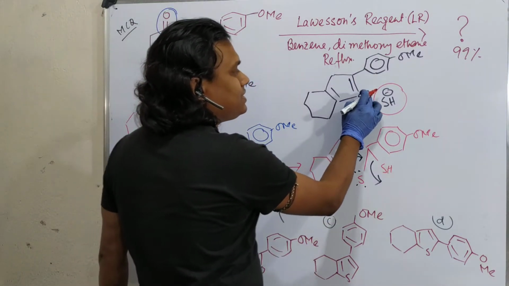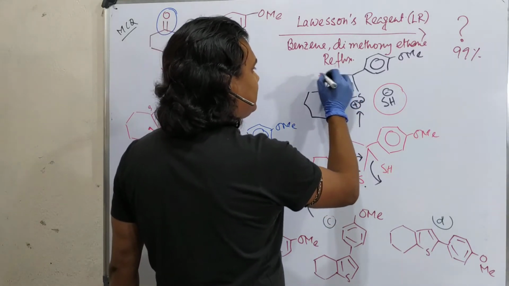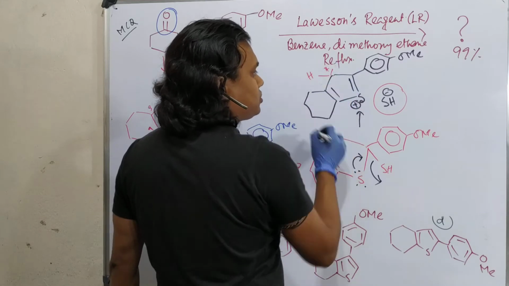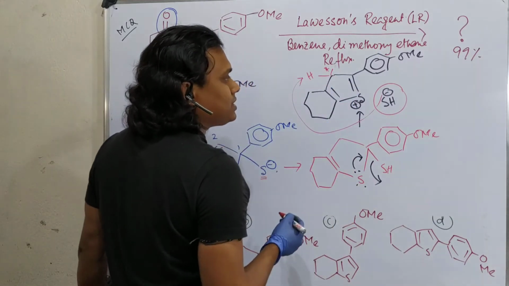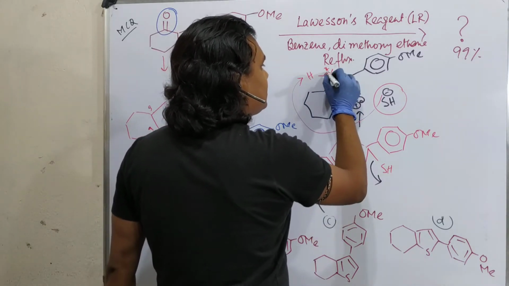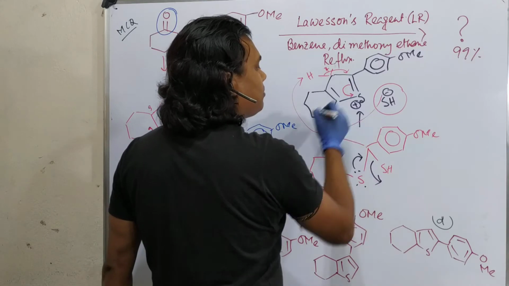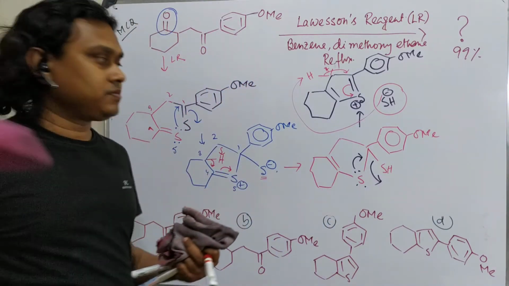See, the sulfur is in plus, meaning 3 valency, and there are hydrogens. So this SH, what can it do? It can abstract this hydrogen. So what is the fate of this? The hydrogen will be abstracted, this will go there, it will come back. So in this way, what will it generate?